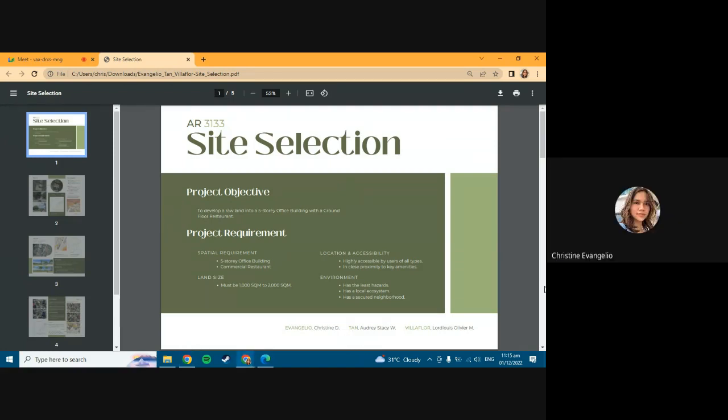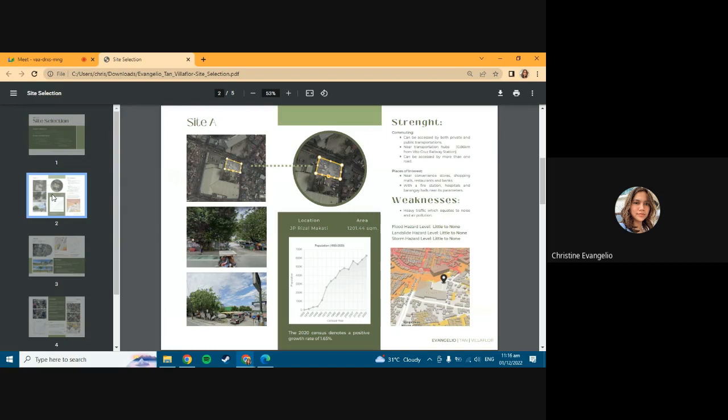Okay, sir. So for our main objective, it is to select a land that's within 1,000 to 2,000 square meters, which is highly accessible to all user types, abled and disabled, away from hazards but close to every amenity, which makes up a good community, and then develop it into a 5-story office with a commercial restaurant. So we actually have a different approach of presenting how we selected our best site.